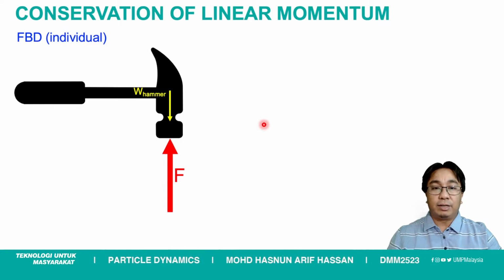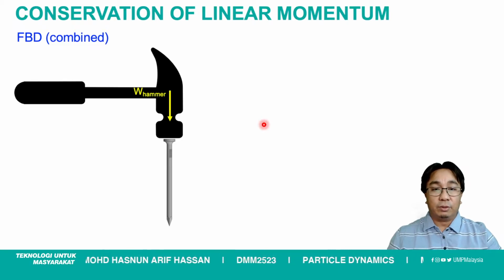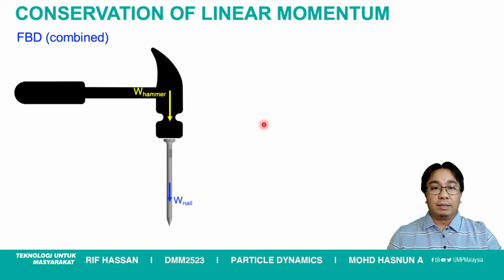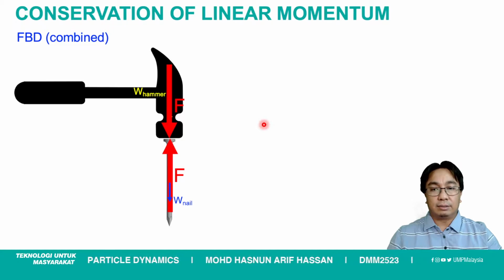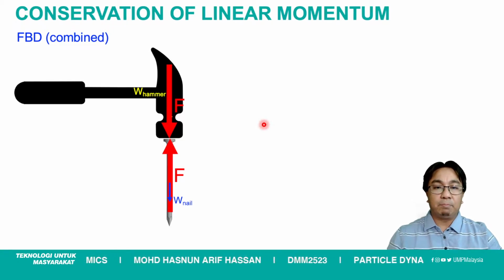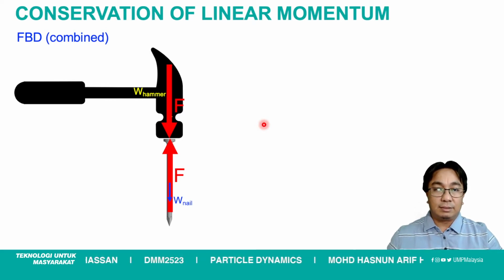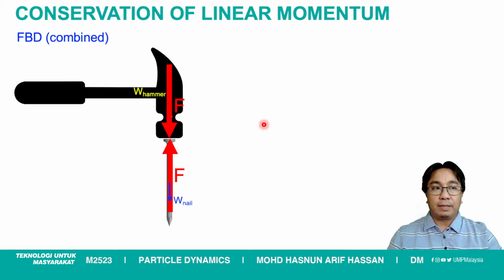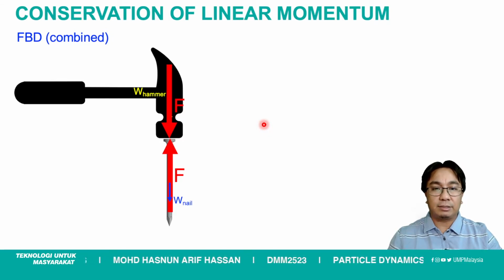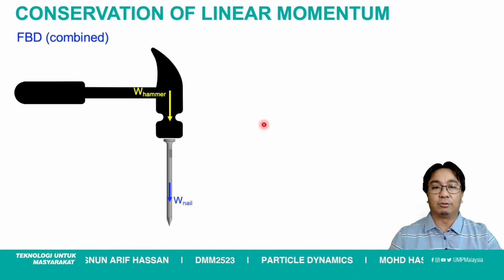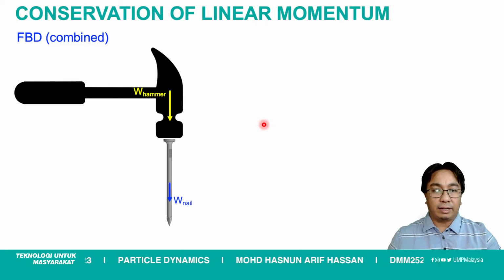If we draw the free body diagram together for both objects during the impact, now we're going to have the weight of the hammer, the weight of the nail, the impact force by the hammer on the nail, and the opposite direction of the same impact force being exerted on the hammer itself. So you can see these forces F are equal in magnitude but in the opposite direction, and therefore they can be cancelled out because they are a pair of forces in different directions.